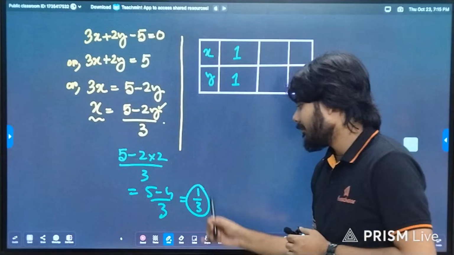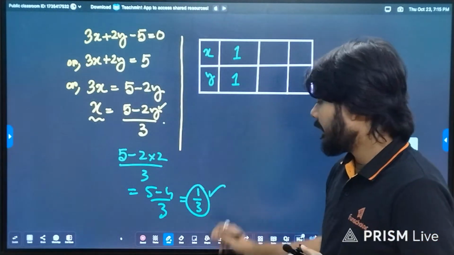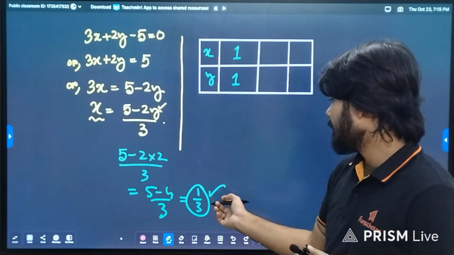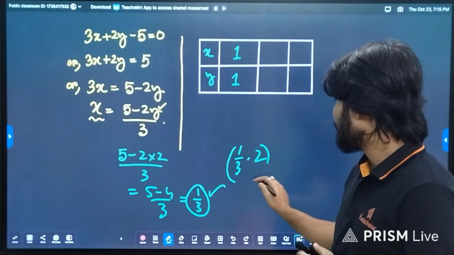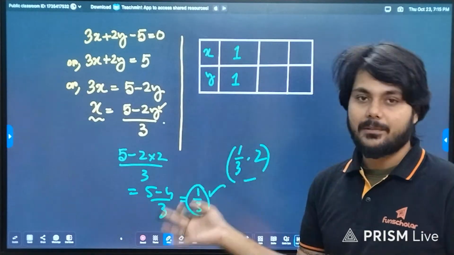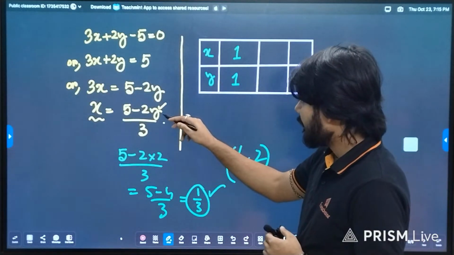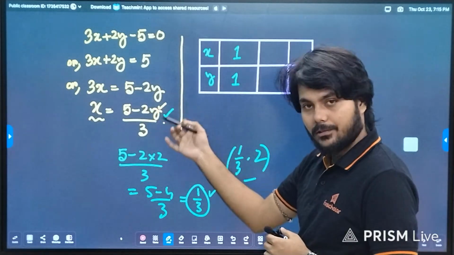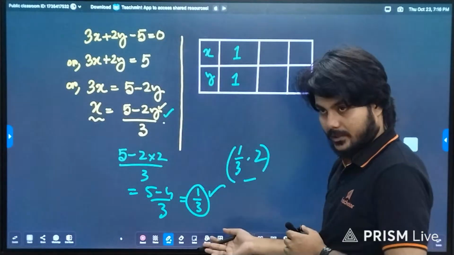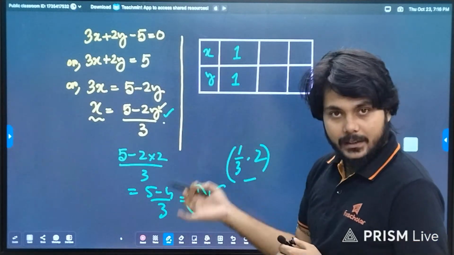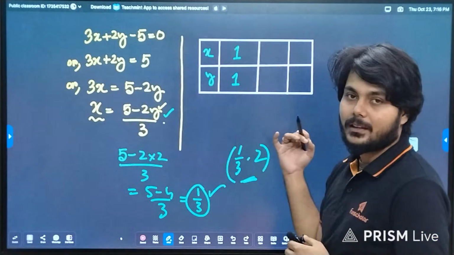Are you able to plot 1 by 3 on that graph? This point, 1 by 3 comma 2, can also be plotted, but always try to put such a value of y for which you get an integer value of x. This is not an integer, right? So we will find some difficulties while plotting this particular coordinate on the Cartesian plane.